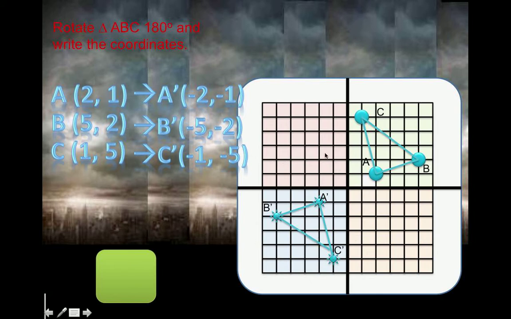And again, I'm going to give you some time to write this down now, and I'd also like you to look here and see if you can figure out what happens when you go from A to A prime, B to B prime, C to C prime. So what is the rule for a 180-degree rotation?